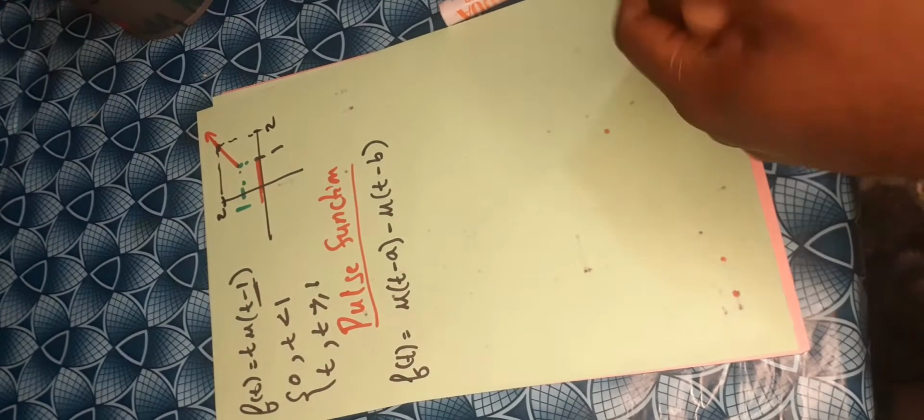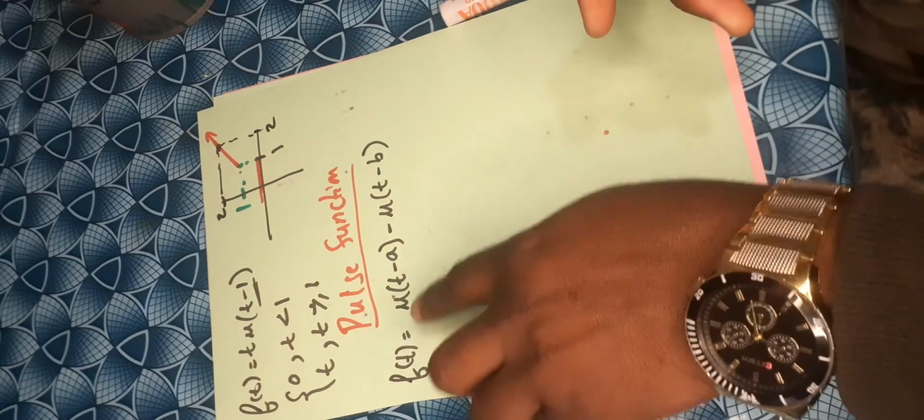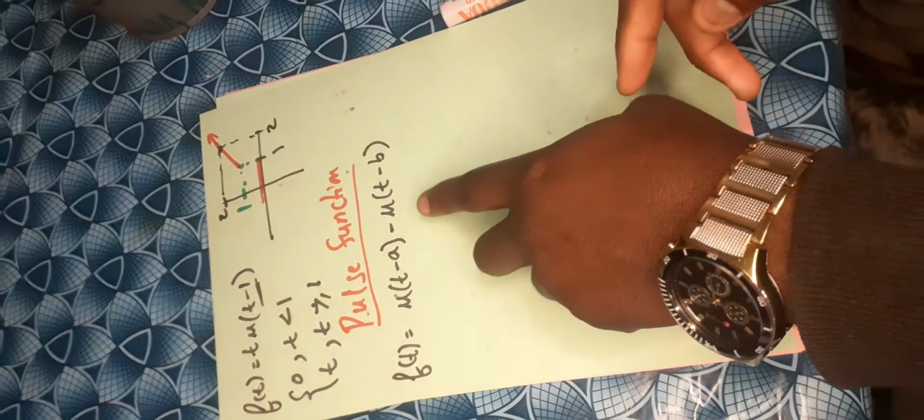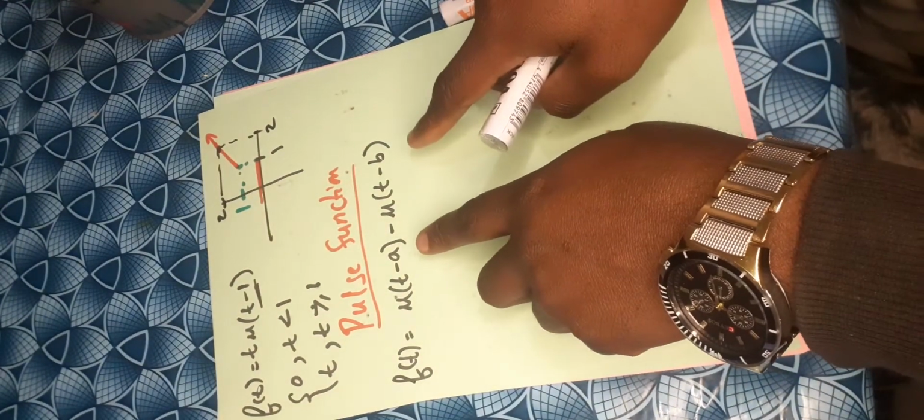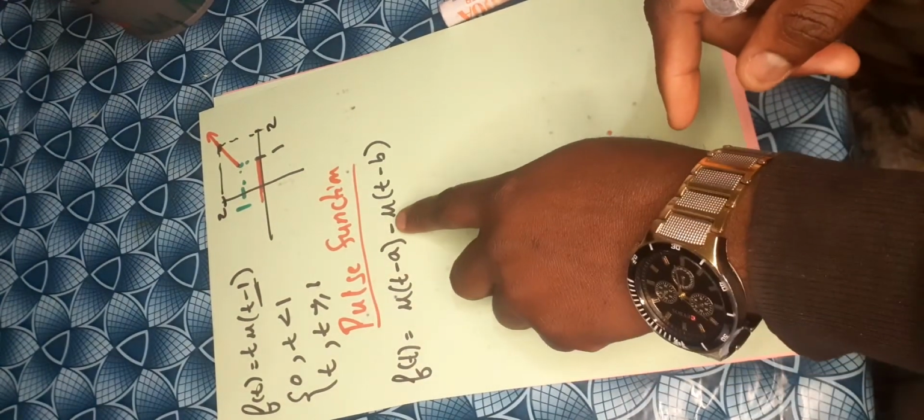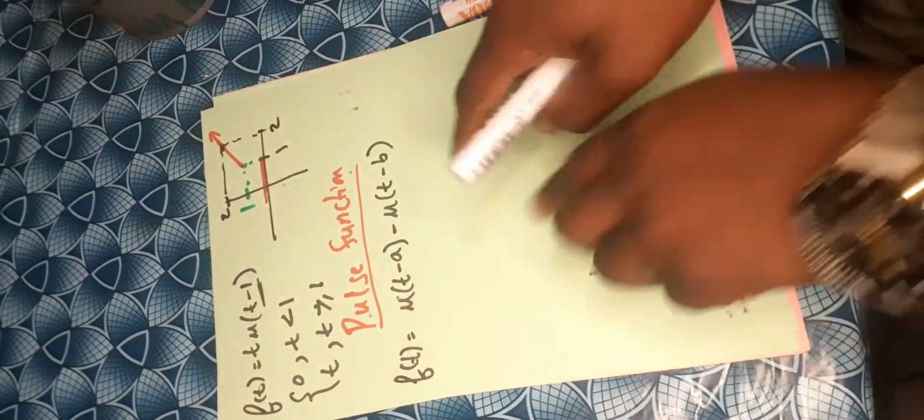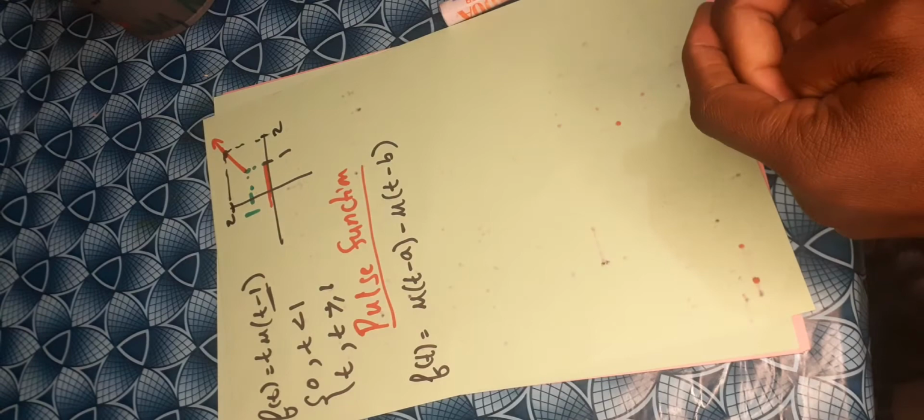Okay, let's jump to the pulse function. A pulse function is represented like this: f of t equal to u of t minus a, minus u of t minus b, and b is always greater than a. You always see minus here, minus here. This shows that this is when it's turned on and this is when it's turned off. All right, okay. So now let's get a practical example.